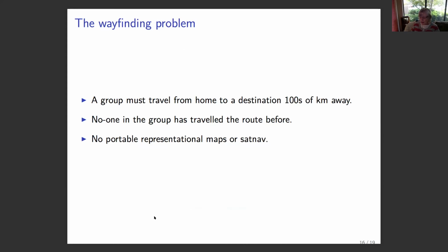But how did people find their way along these routes? An individual or group must travel from home country to a destination hundreds of kilometres away. No one in the group has ever travelled the route before. No portable representational one-to-one maps, the sort of maps we're familiar with, or sat-nav. This is the wayfinding problem.